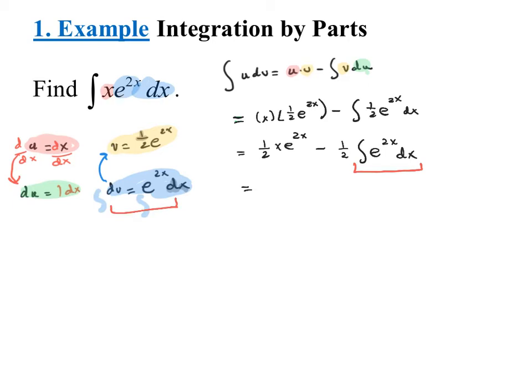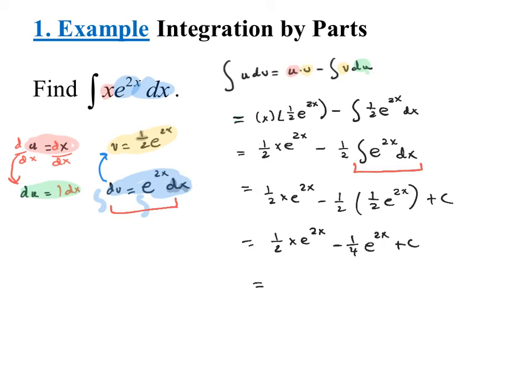So it seems to me we're getting 1/2 x e to the 2x. That's my first part. Then I'd have minus 1/2, and the integral of e to the 2x is 1/2 e to the 2x. Now, since we've done our last integral, we need to add our arbitrary constant, that plus c. So I'm ending up with 1/2 x e to the 2x minus 1/4 e to the 2x plus c. Quite honestly, that's fine by me.